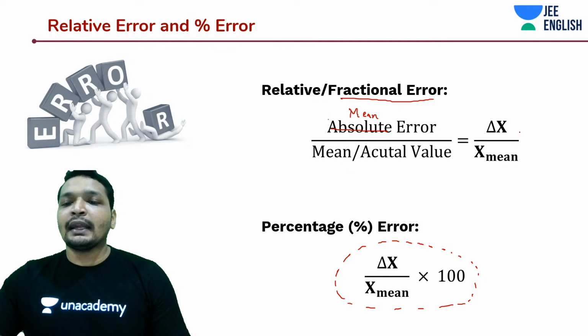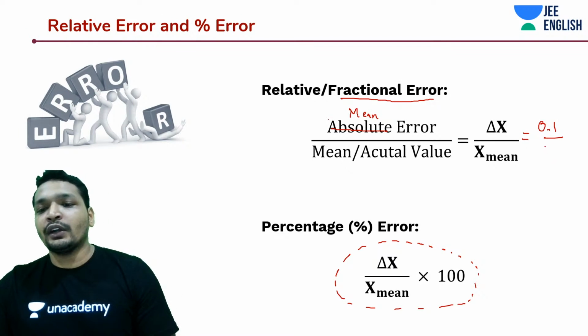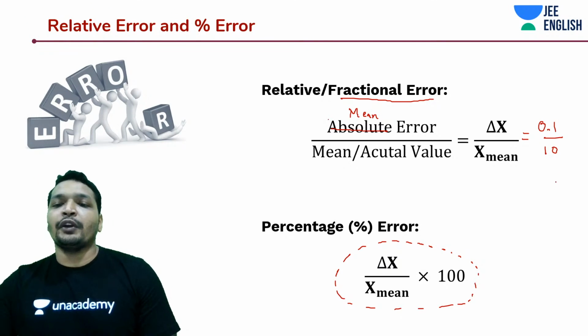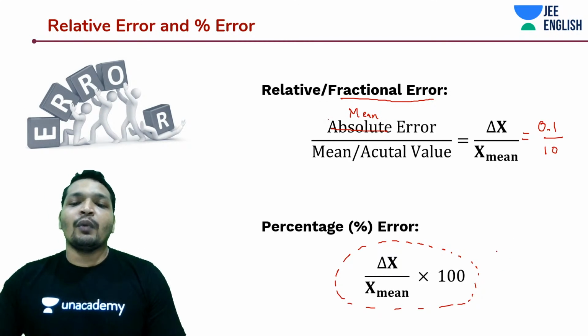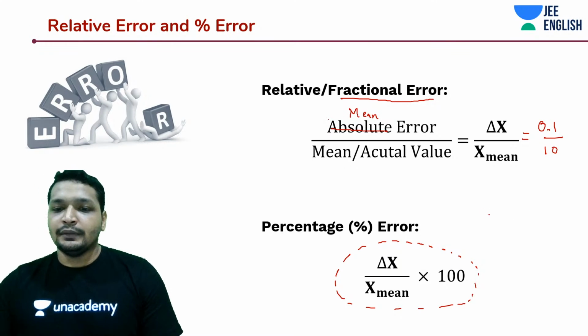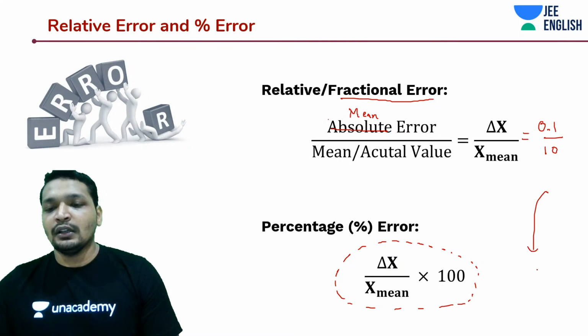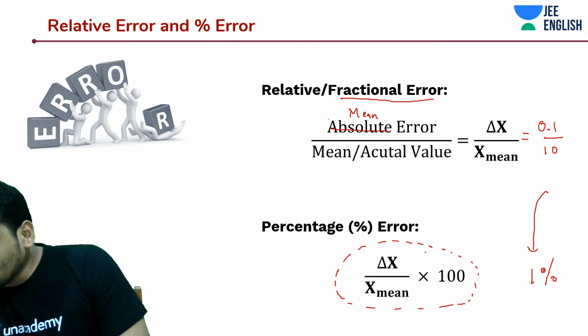Okay, error can be something like 0.1 in a quantity that has 10 units, 0.1 units, or I can say this 0.1 is nothing but 1% of that 10 units. Right? This can also be written as 1%. We are generally used to percentage error.